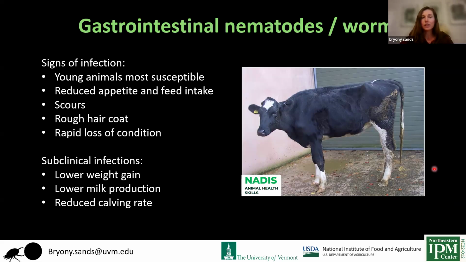Another thing to note is that subclinical infections, so that's low levels of worms that aren't causing these signs of infection, can still have impacts on weight gain, on milk production, and on calving rate. So it is important that we get this under control.